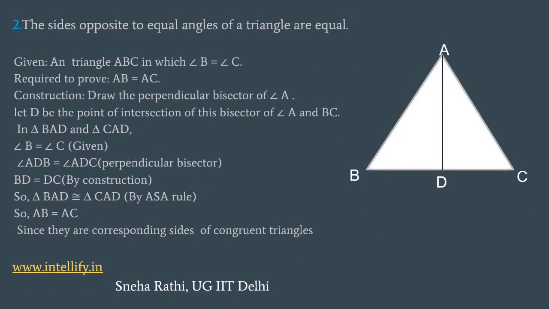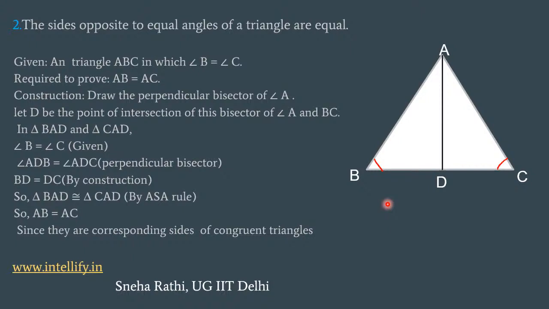Okay, now the second property, the sides opposite to equal angles of a triangle are equal. Okay, now ABC is a triangle. So let us consider equal angles are angle B and angle C. Now the sides opposite to equal angles of a triangle are equal. Let us consider side opposite to angle B is AC, side opposite to angle C is AB. We need to prove that AB is equals to AC.